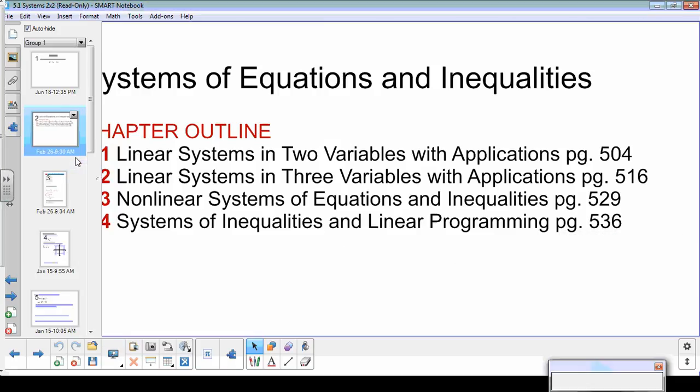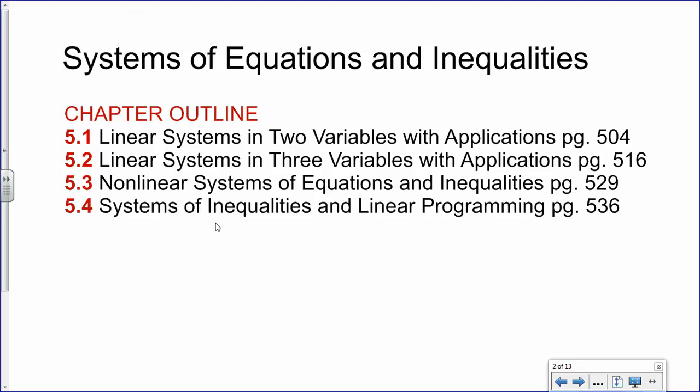So we are starting chapter 5 today. Chapter 5 is over systems. So what we do today and tomorrow is 5.1, and this is just your basic solving systems, what you learned in Algebra 1. So graphing, substitution, elimination, 2 equations, 2 variables.